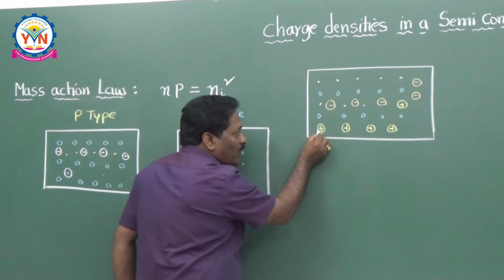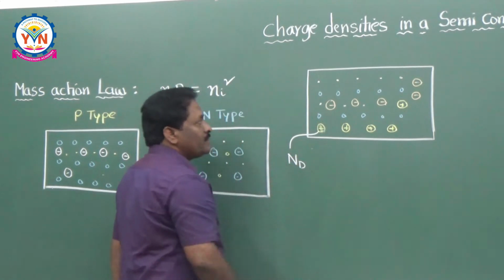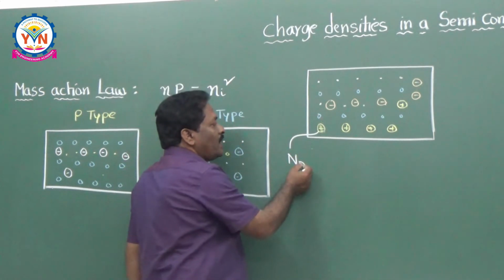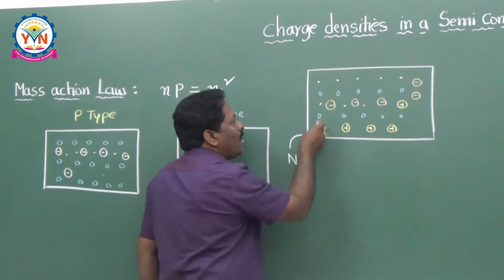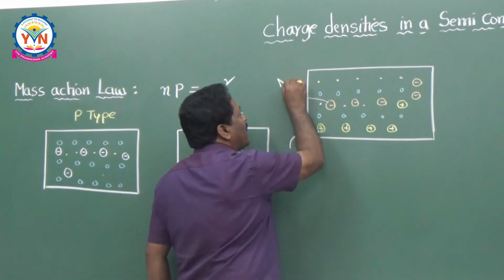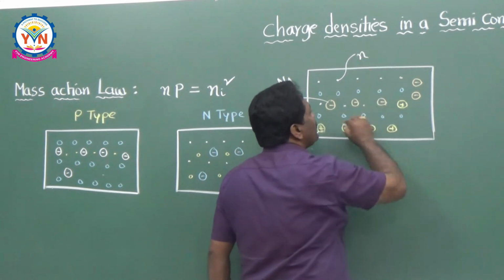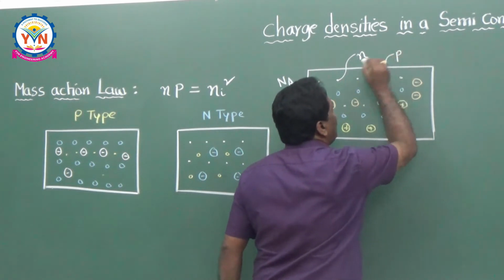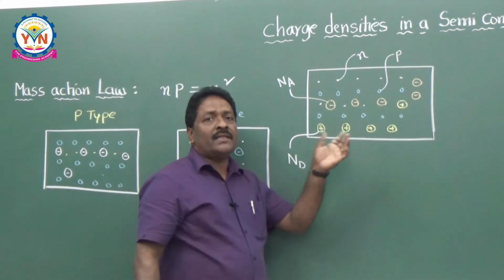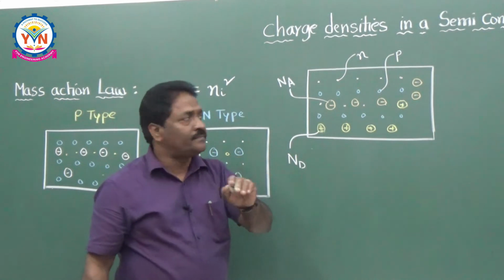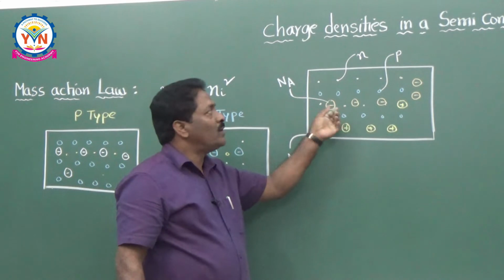Let us say the donor ions density is ND. Let us take that the density of the donor atoms is nothing but Nd, and for the acceptor atoms it is nothing but Na. The concentration of electrons is nothing but n. The concentration of holes is nothing but p. That means, if you take any semiconductor, there is a chance of having four types of charges: electrons, holes, donor ions and acceptor ions. So these are the densities I am telling you.